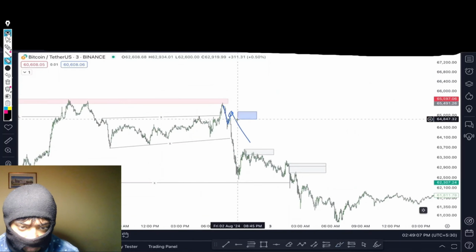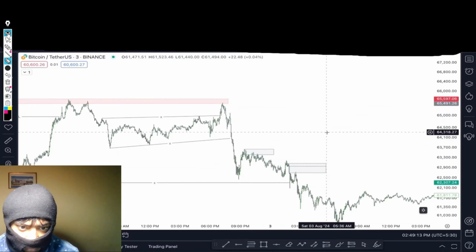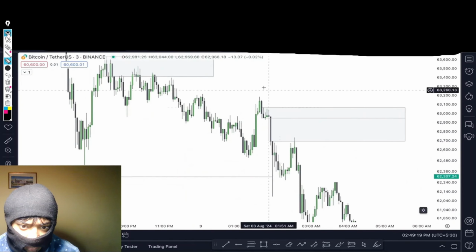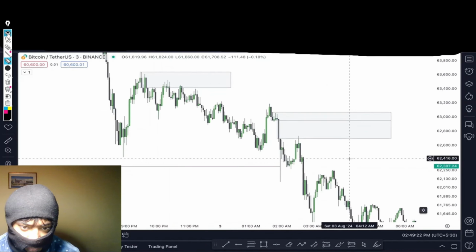Okay? Now, for this square down, you'll have to learn structure mapping. So go learn structure mapping and then come up to it. Okay? I'm talking about the entire structure. Now, let's understand this order block. This one we've marked as a zone. How is this order block working here?